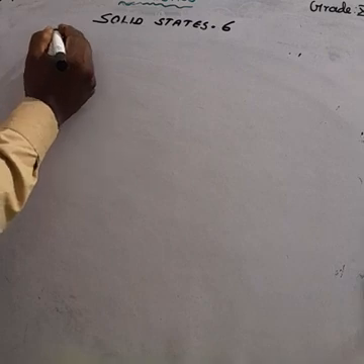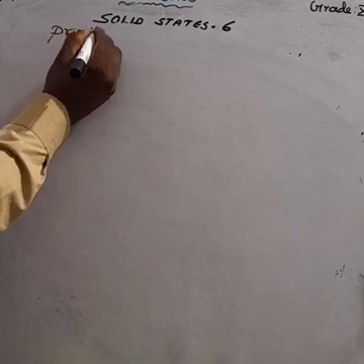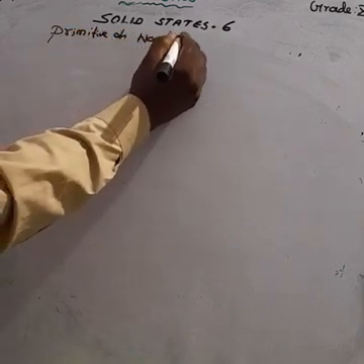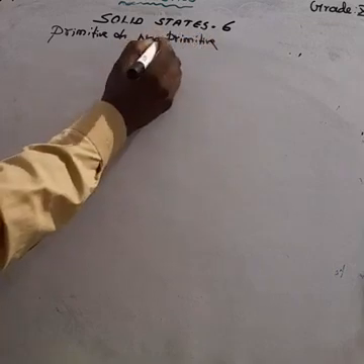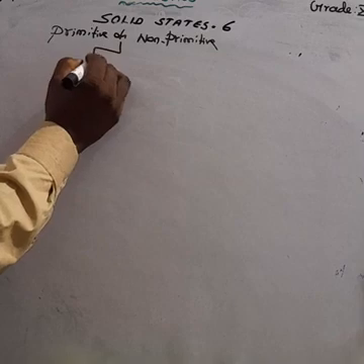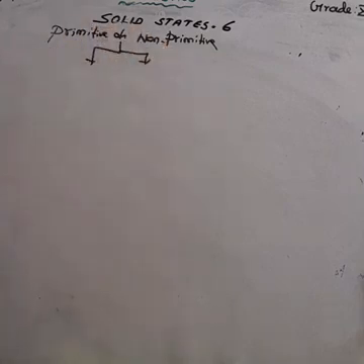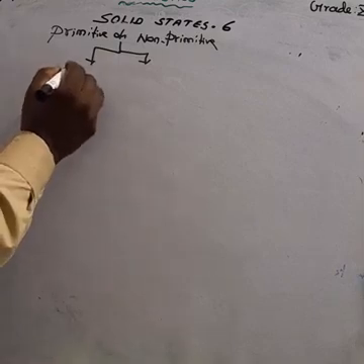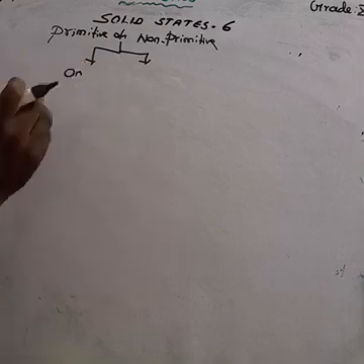Next, what are primitive and non-primitive unit cells? There are 2 types of unit cell: one is primitive and the other is non-primitive. Primitive means the atoms are present at the corner only.